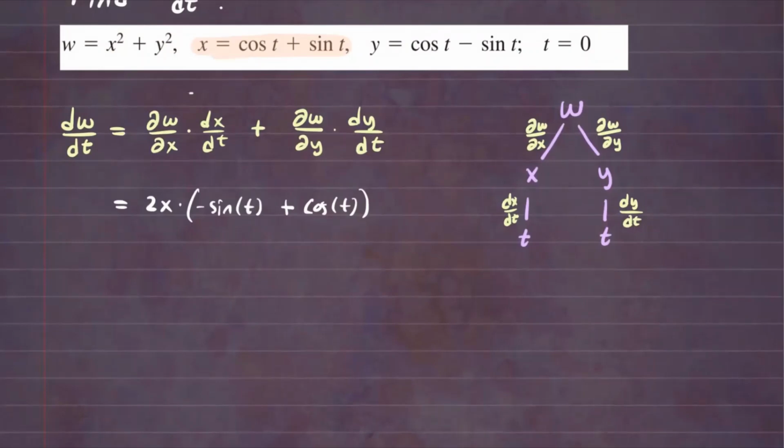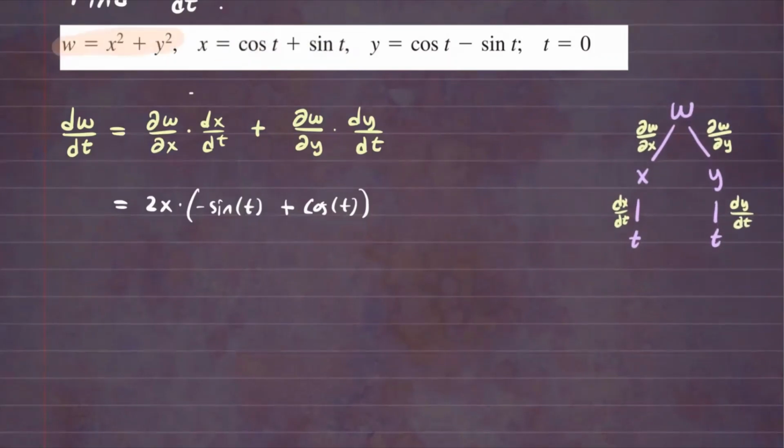Now for the next term, we're going to take the partial derivative of w with respect to y. Here's our w. Take the partial derivative with respect to y, and that will just be 2y. So we have 2y times. Now to take the derivative of y with respect to t, we look at this and differentiate with respect to t. You'll have the derivative of cosine of t, which is negative sine of t, and then minus the derivative of sine of t, which is cosine of t. So there you have it, that's your derivative, dw/dt.